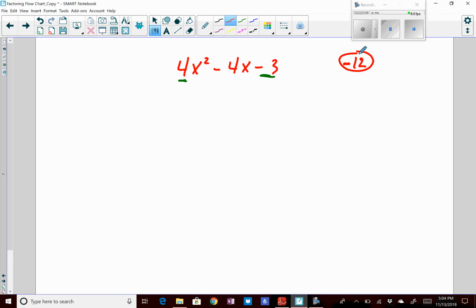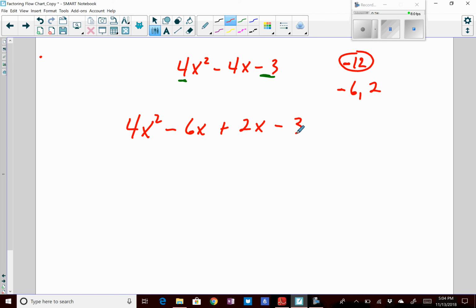So I can use, how about negative 6 and positive 2. All right, if I multiply negative 6 and 2 together, I get negative 12. If I add them together, I get negative 4. So now what I want to do is take the negative 4x out, use the negative 6 and the 2. So I'm going to rewrite this. Okay, so the negative 4x now becomes negative 6x plus 2x.